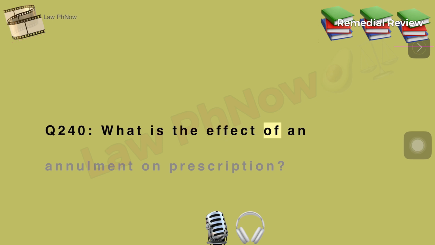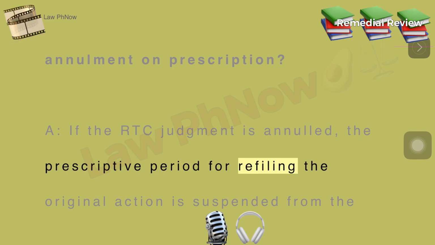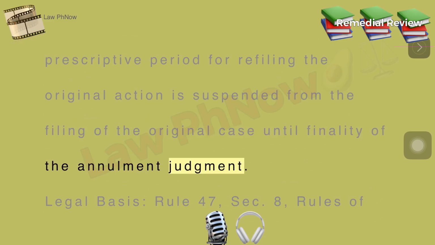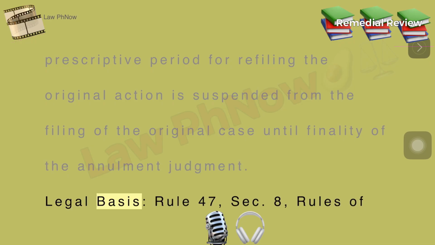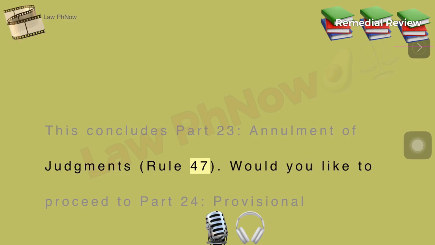Q240. What is the effect of an annulment on prescription? A. If the RTC judgment is annulled, the prescriptive period for refiling the original action is suspended from the filing of the original case until finality of the annulment judgment. Legal basis, Rule 47, Section 8, Rules of Court. This concludes Part 23, Annulment of Judgments, Rule 47.